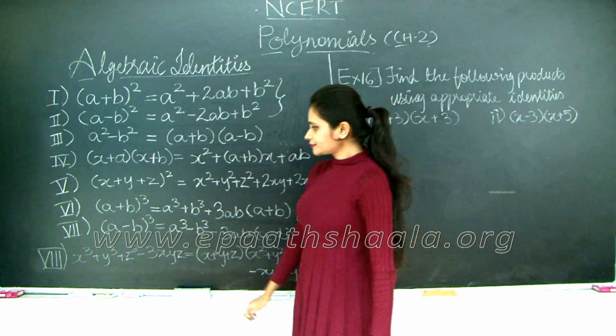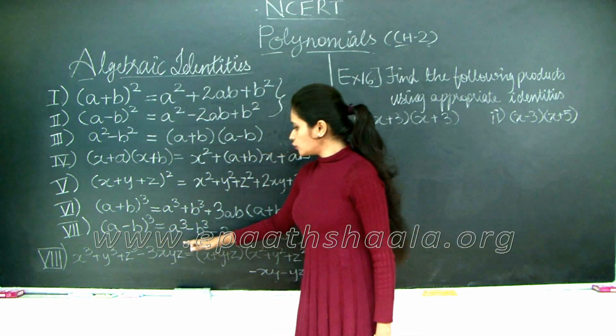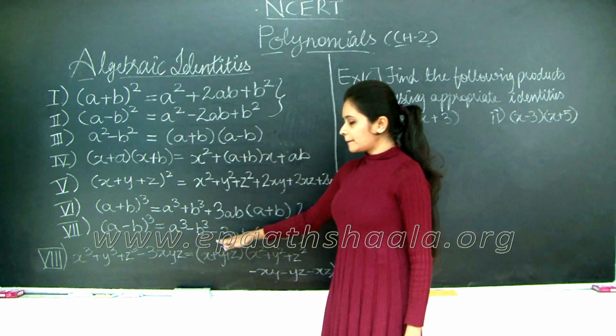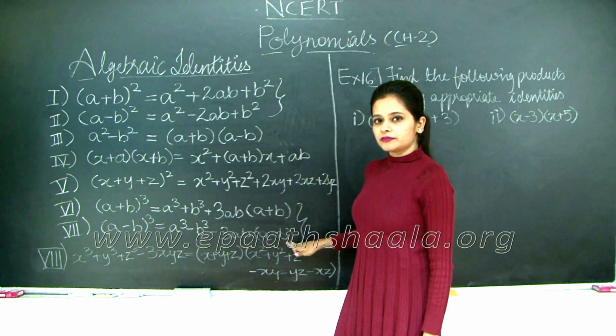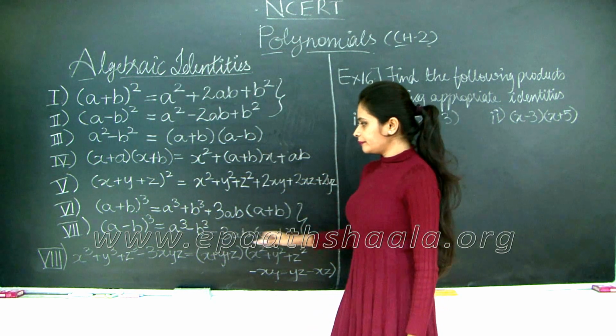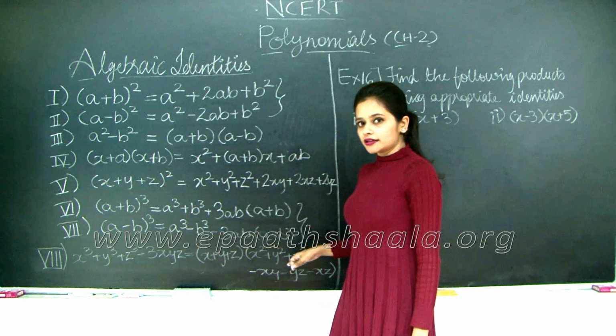Right? Now (a minus b) the whole cube is a cube minus b cube minus 3ab into (a minus b). Right? So the terms are the same, however there is a difference in sign, right?